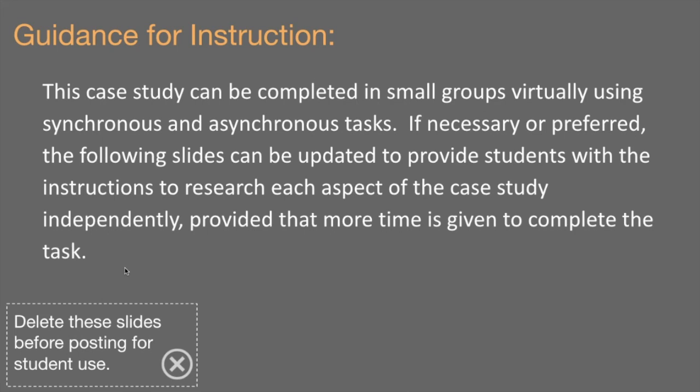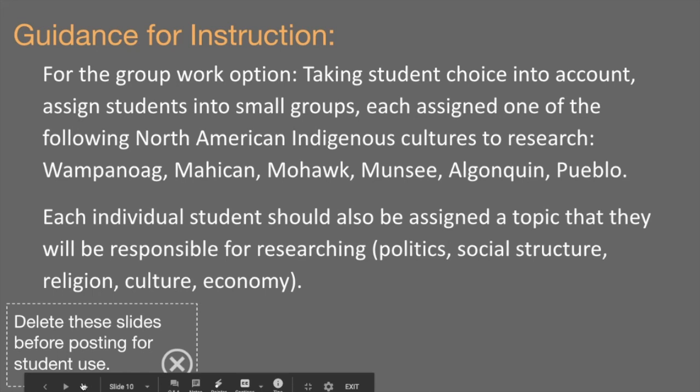If necessary or preferred, the following slides can be updated to provide students with the instructions to research each aspect of the case study independently, provided that more time is given to complete the task. Slide 10 gives information for the group work option, taking student choice into account, assigning students into small groups, each assigned one of the following North American indigenous cultures to research. Each individual student in those groups should also be assigned a topic that they will be responsible for researching, including politics, social structure, religion, culture, and economy.